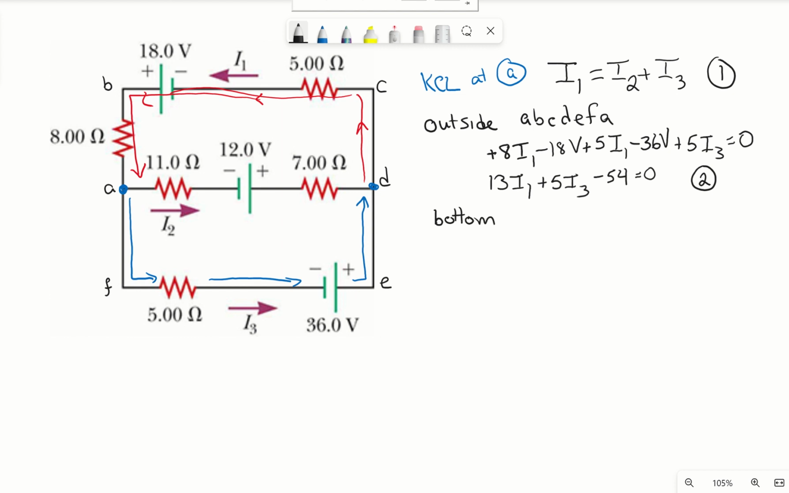All right, for equation 3, let's do the bottom loop. So the bottom loop, I'm going to go from A to D to E to F and back to A. First from A to D, I'm going through in the same direction as I2. So now those voltage drops across the resistors are going to be negative. So I'm going to have minus 11 I2. I go through that 12-volt battery towards the positive terminal, so it's going to be plus 12 volts minus 7 I2.